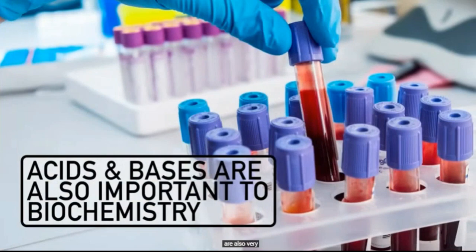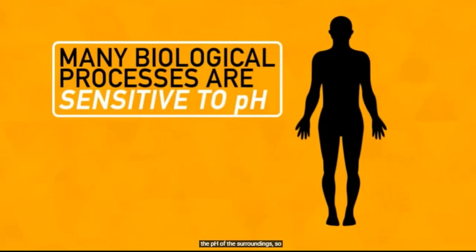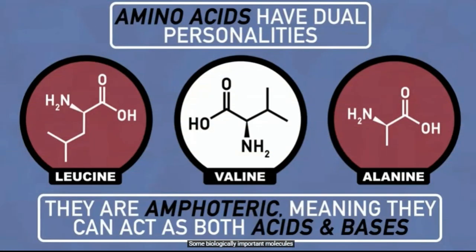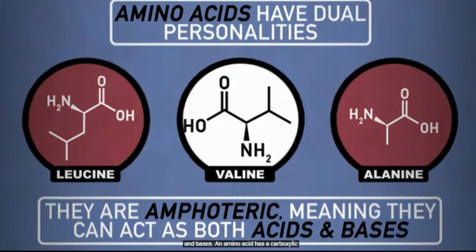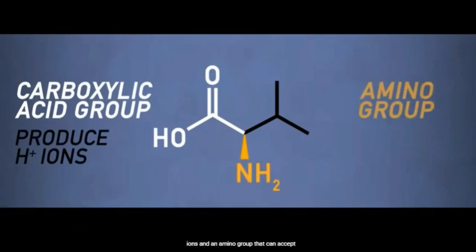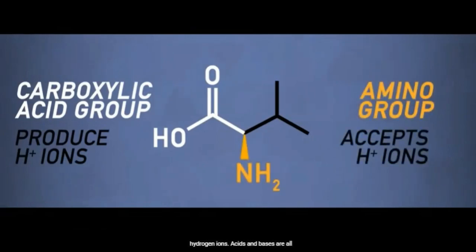Acids and bases are also very important in biochemistry. Many biological processes are sensitive to the pH of the surroundings, so controlling acidity in the body is crucial. Some biologically important molecules like amino acids have dual personalities. They're said to be amphoteric, which means that they can act as both acids and bases. An amino acid has a carboxylic acid group that can produce hydrogen ions, and an amino group that can accept hydrogen ions. Acids and bases are all around us, and can vary greatly in terms of their use and their nature, but they all involve hydrogen ions being passed around.